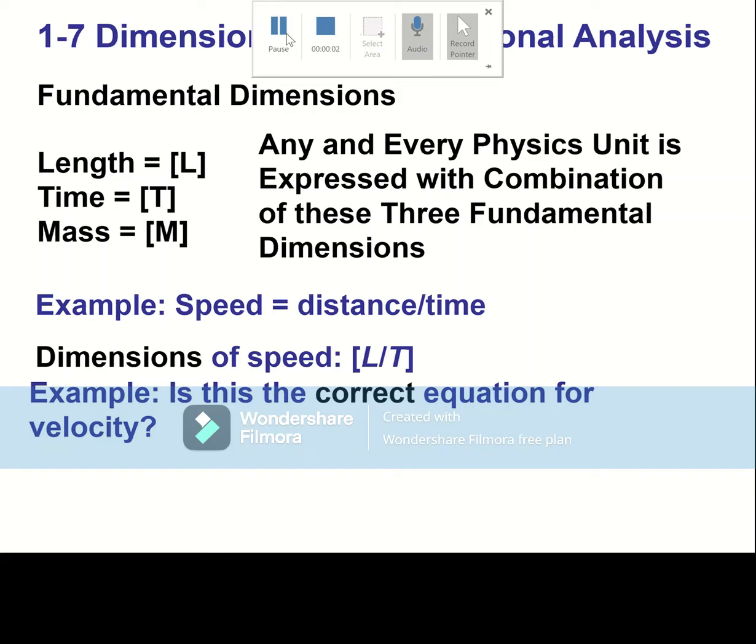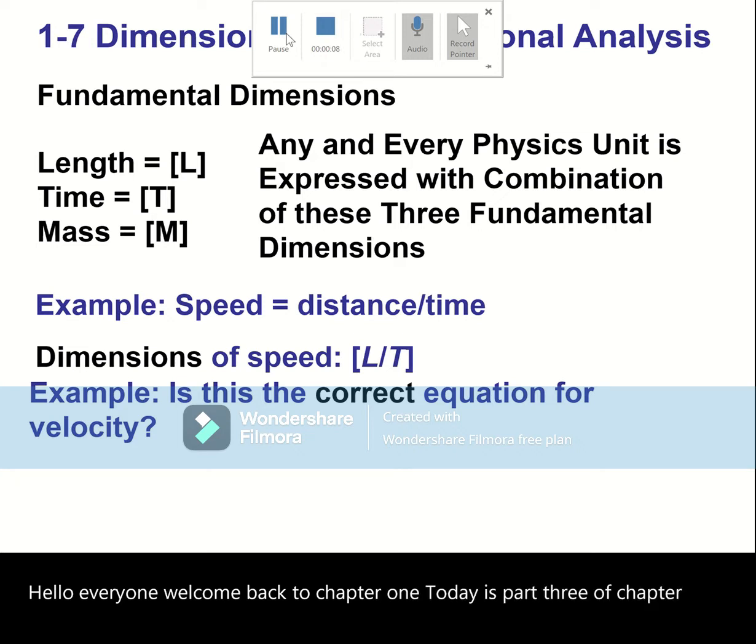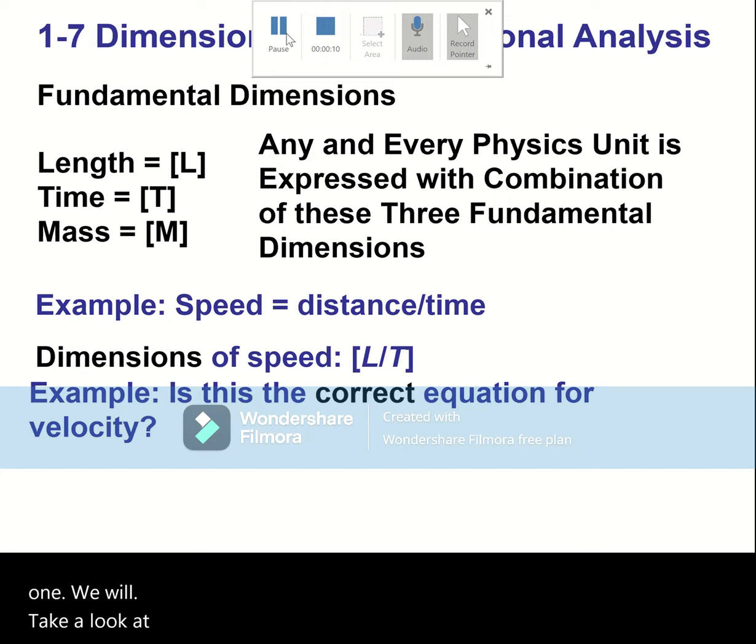Hello everyone, welcome back to chapter 1. Today is part 3 of chapter 1. We will take a look at the definition of the fundamental dimensions and the dimensional analysis, the last portion of this chapter 1.